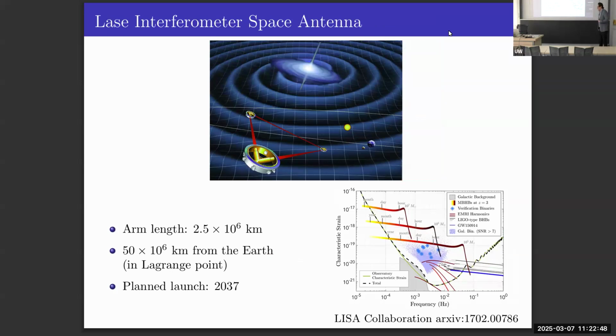Then going to lower frequencies, which essentially means we need a longer arm of our interferometer, we have to launch into space. So this is LISA, the Laser Interferometer Space Antenna, which is a triangular configuration. It's again an interferometer, so the satellites exchange laser beams. And our arm is indeed longer, 2.5 million kilometers, which puts us at a frequency of about millihertz.